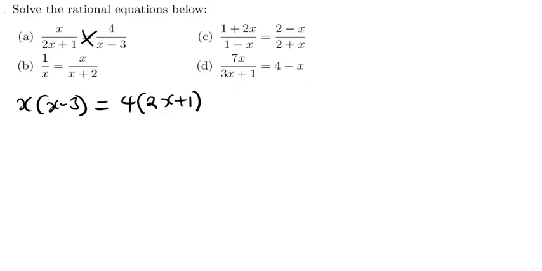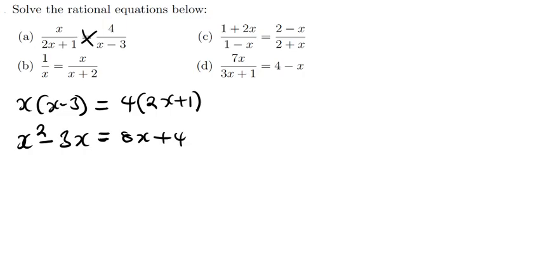When you reach this point, you can just now expand. So expanding, what I mean is multiplying what is outside the brackets with everything inside the brackets. So x times x is x squared. x times 3 is 3x. That should be equal to 4 times 2x, that is 8x. 4 times 1, that is 4.